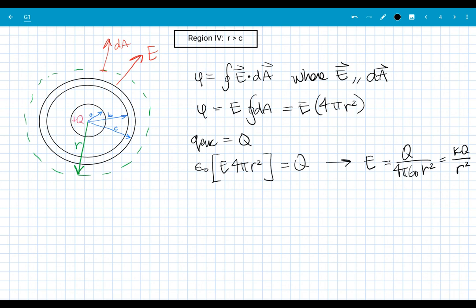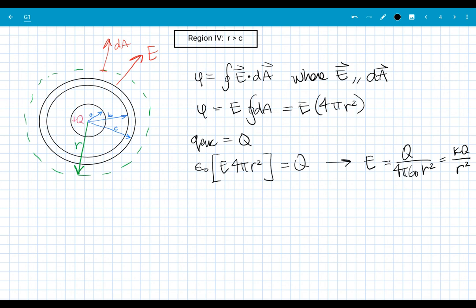Okay, so then the question would be, oh my gosh, once you're outside the shell, it also acts like a point charge. So that's kind of interesting. It acts like a point charge in the region between A and B. Between B and C it goes to 0, right? Because you're in a conductor. And then as soon as you get out of C and go to infinity, it acts like a point charge again. KQ over r squared.